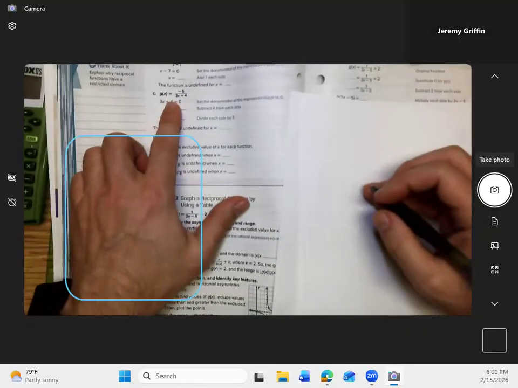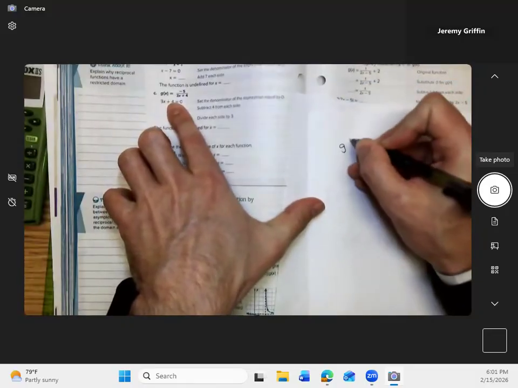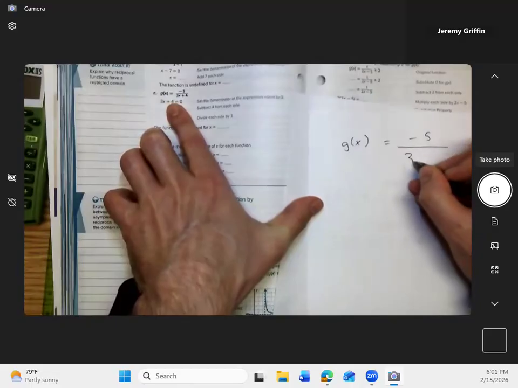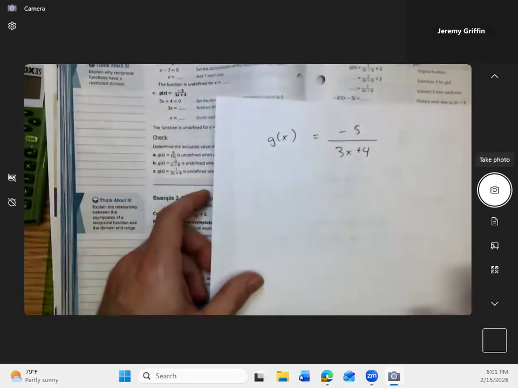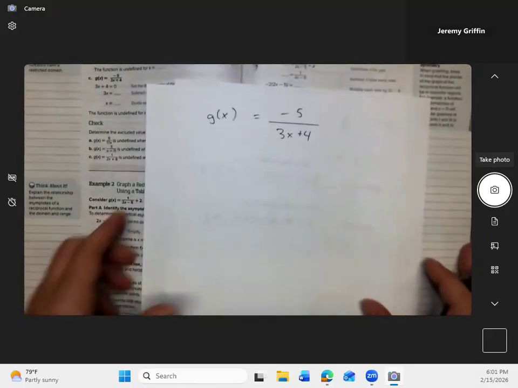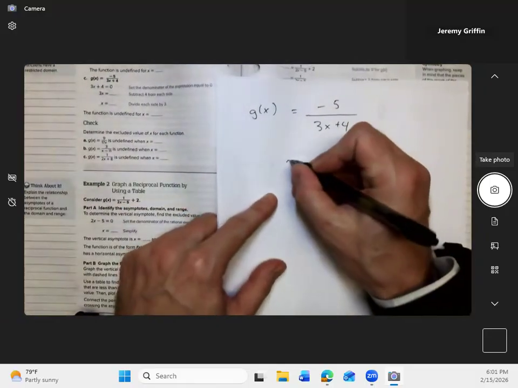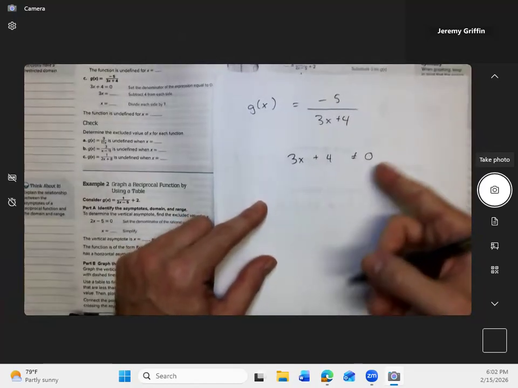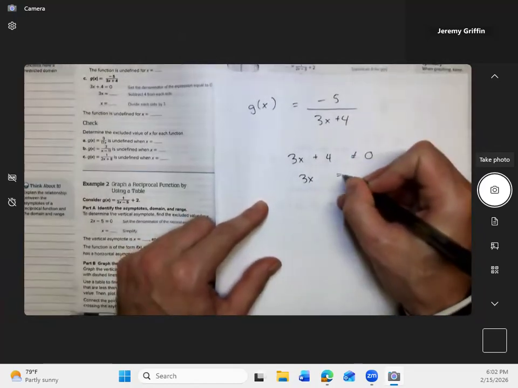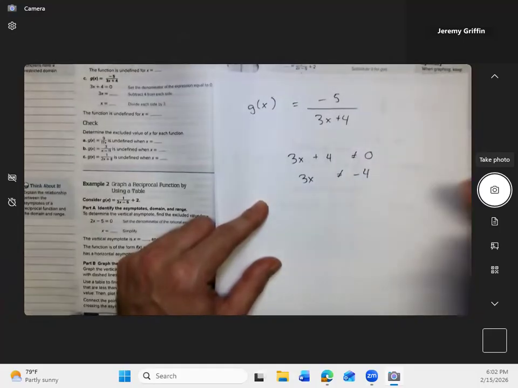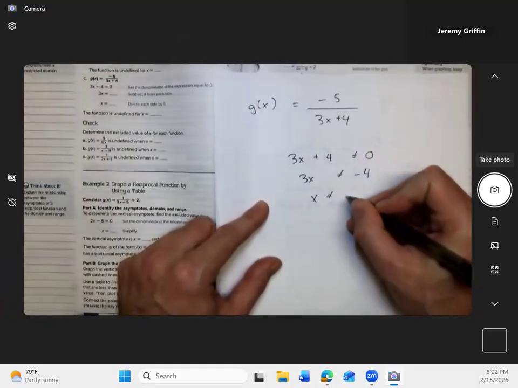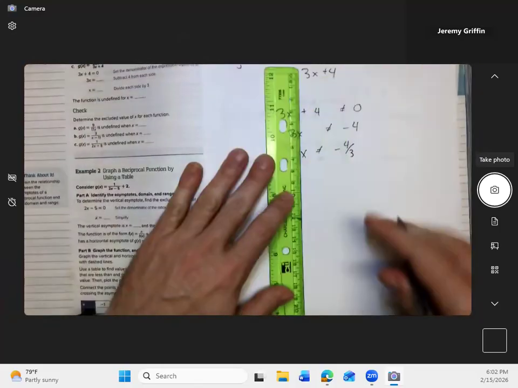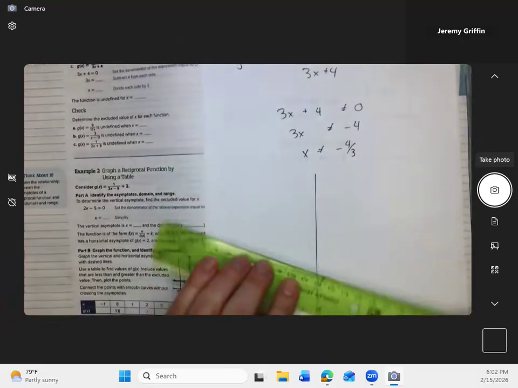How about this example right here? Let's jump down to g of x is equal to negative 5 over 3x plus 4. Getting a bit more interesting here. I would say 3x plus 4 is not allowed to equal 0. We can do a little algebra. 3x is not allowed to equal negative 4, after subtracting 4. So x is not allowed to equal negative 4 thirds. And if I'm starting to graph this, I would definitely put a vertical asymptote there.